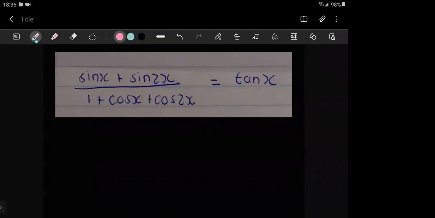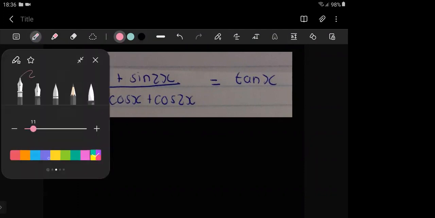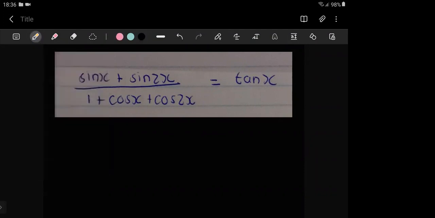Before we even start, I'm going to show you something you always want to do before you attempt an identities question, especially one that looks a bit weird. You can double check if the expression is valid. What I mean is, if the expression is valid, then if you choose a random value for x, it should balance your equation.